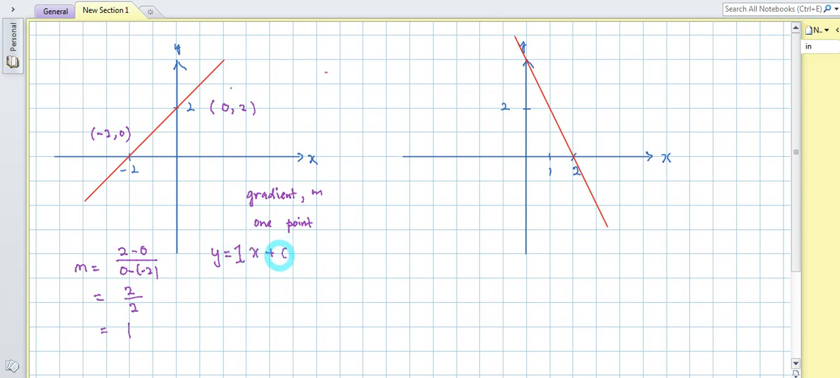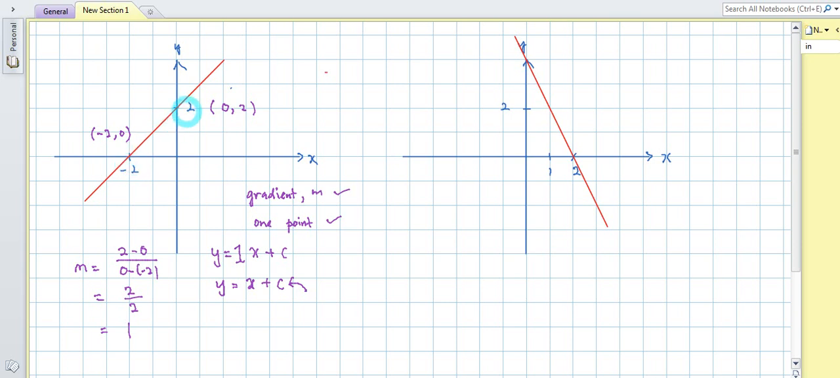Actually, the 1 we don't have to write. We just write x plus c. So we almost get the equation for the straight line. The problem now is that this equation is still incomplete because we don't have the c. We need to find the c. That's why just now I told you we need 1 point. So which point do you want to choose?